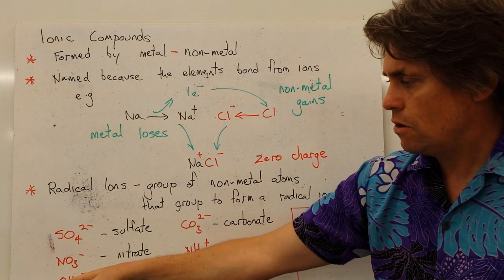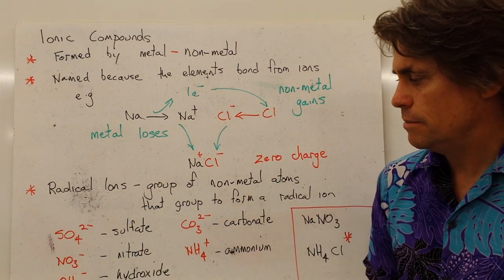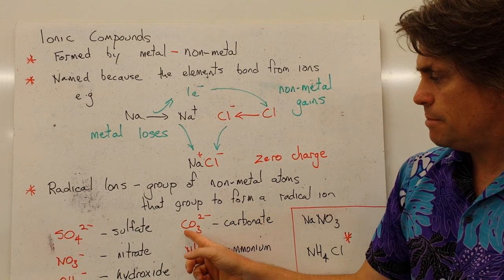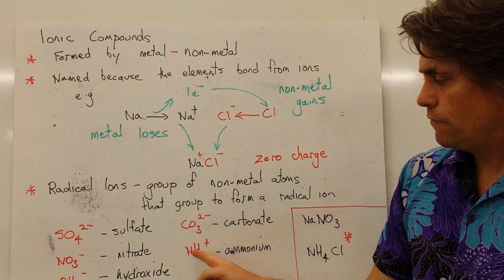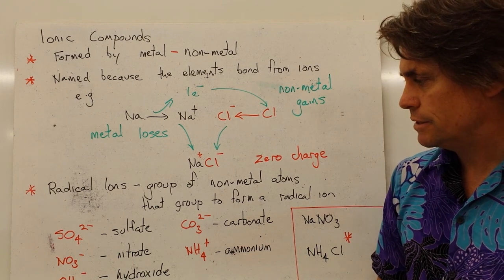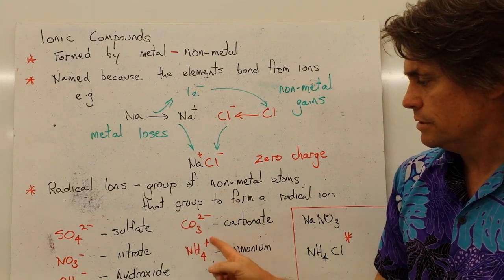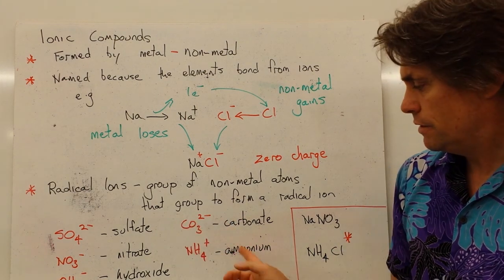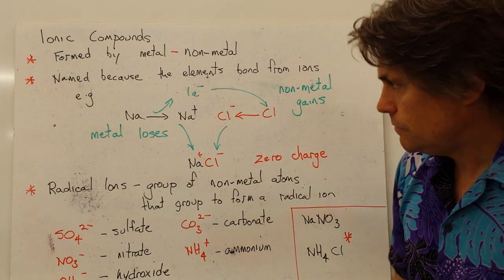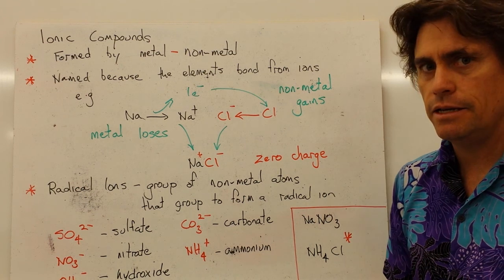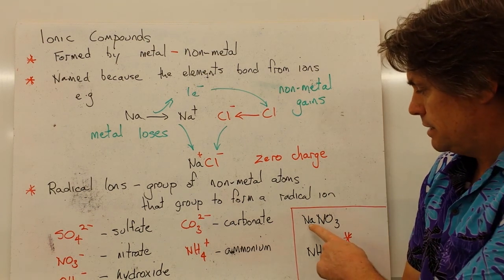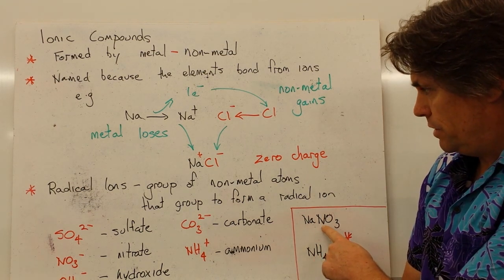Hydroxide, an oxygen plus a hydrogen, also has a -1 charge. Carbon with 3 oxygens can have a -2 charge. And then we've got a nitrogen with 4 hydrogens, and unlike the previous examples, this has a positive charge. This one's called ammonium. So in the same way that we can put our molecule together in an ionic bond, we can do exactly the same with a metal bonding with a radical.